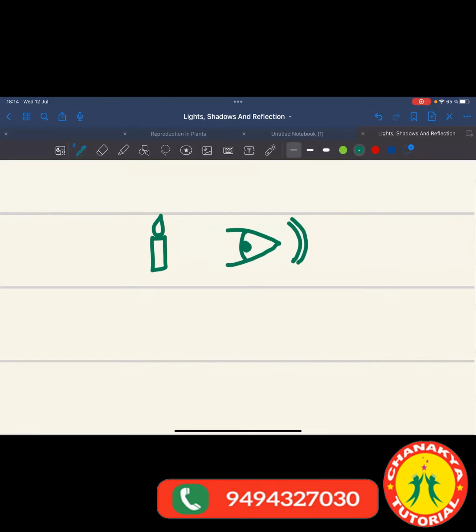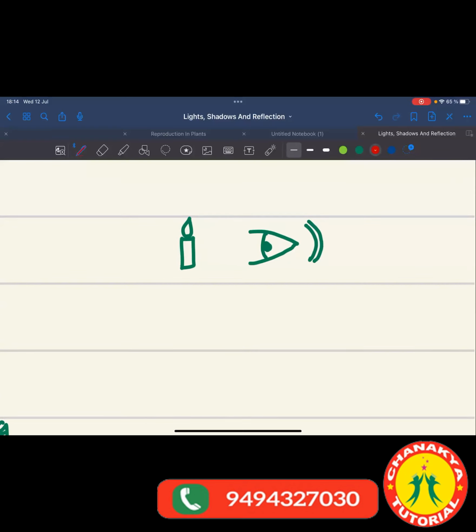Okay, so this light passes through your eyes, and you will see the candle in an inverted way. You will see n dash m dash. This is how your image is formed.